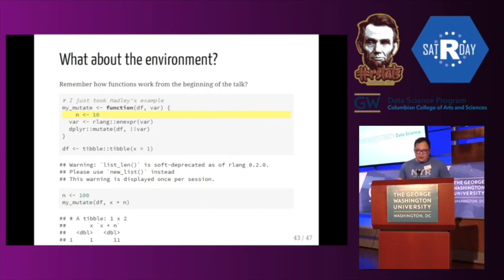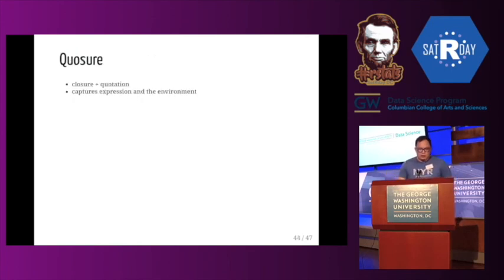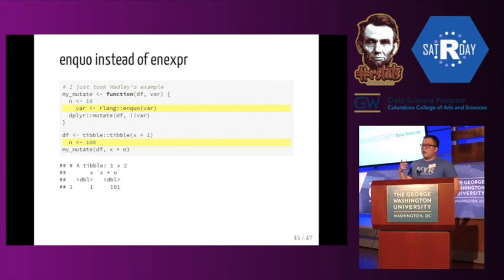So what about the environment? Here the function itself calls n. If you look at the last line, when I say df x plus n, it's really using the n inside the function. There's this thing called a closure, which is a closure plus quotation that also captures the environment. So that's why when you're running dplyr pipelines, you can also reference variables outside of the pipeline itself. And so internally it's using this enexpr because it's trying to capture the environment.